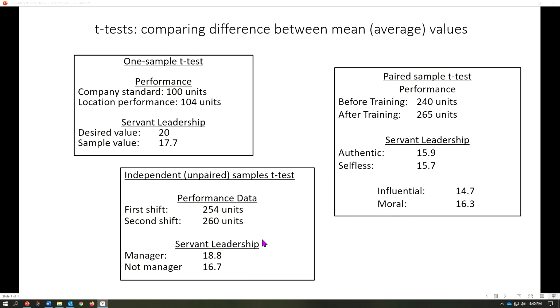Another example might be we go ahead and we look at our entire company, look at the levels of servant leadership, and then we divide that by the managers versus non-managers to see if there's a significant difference between those two values. There's a general definition and description of the various forms of t-tests, which are once again very valuable and somewhat simple statistics that you can do.